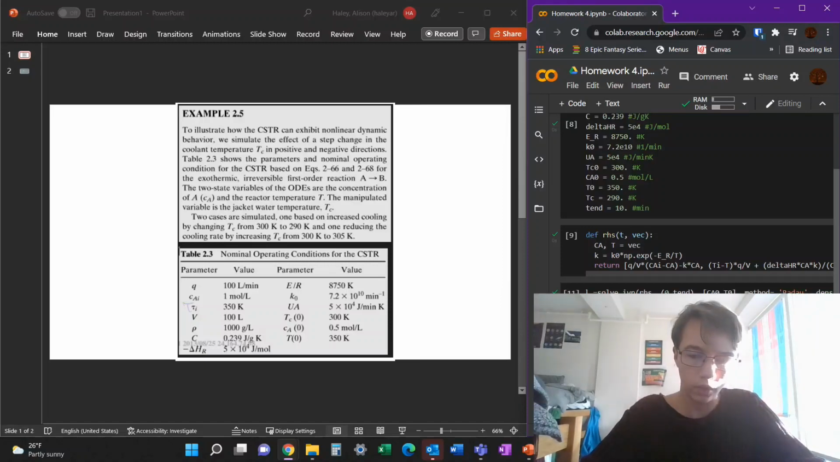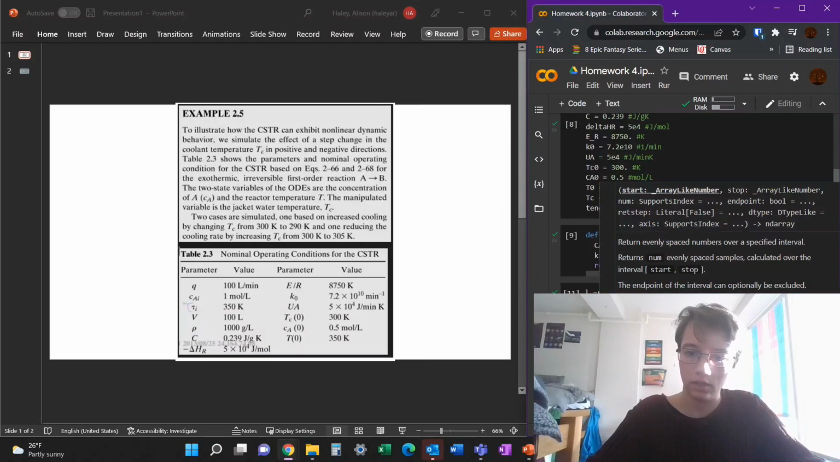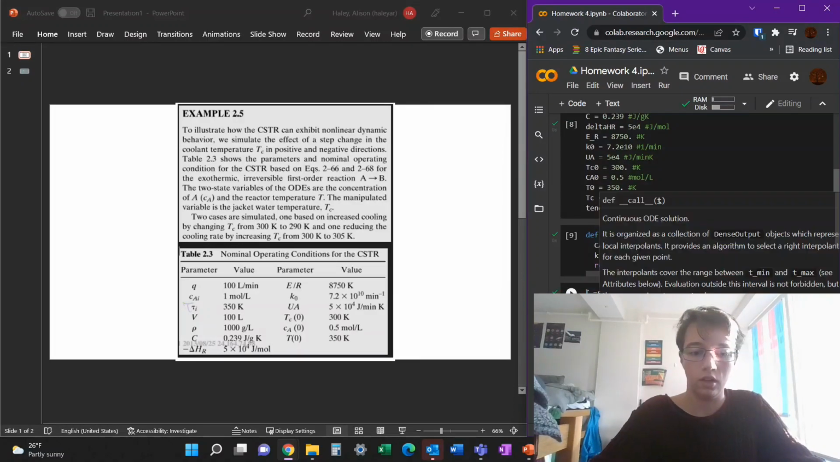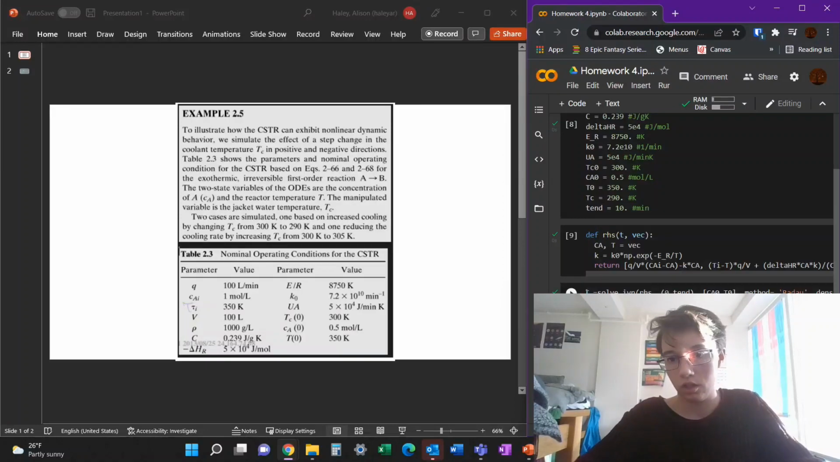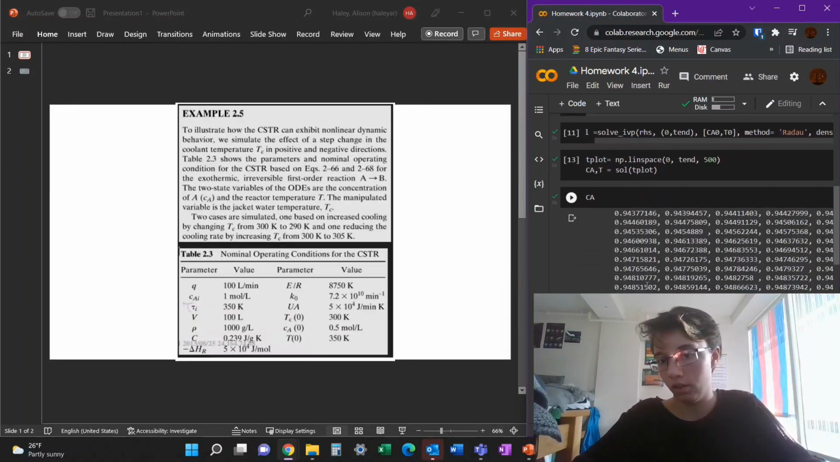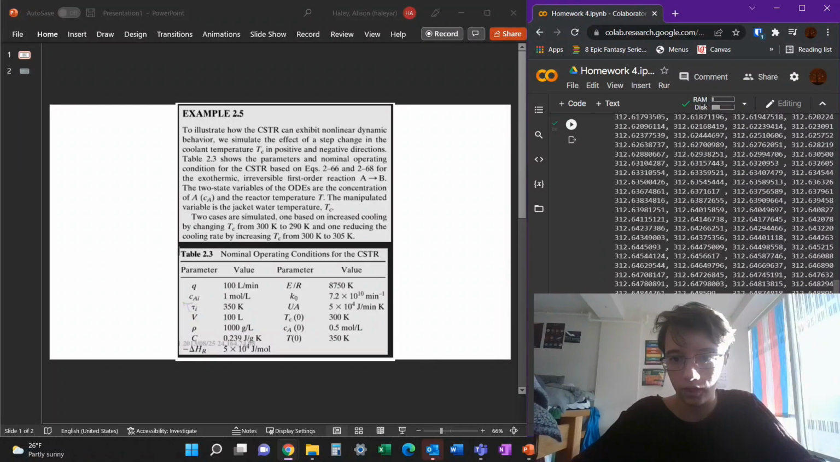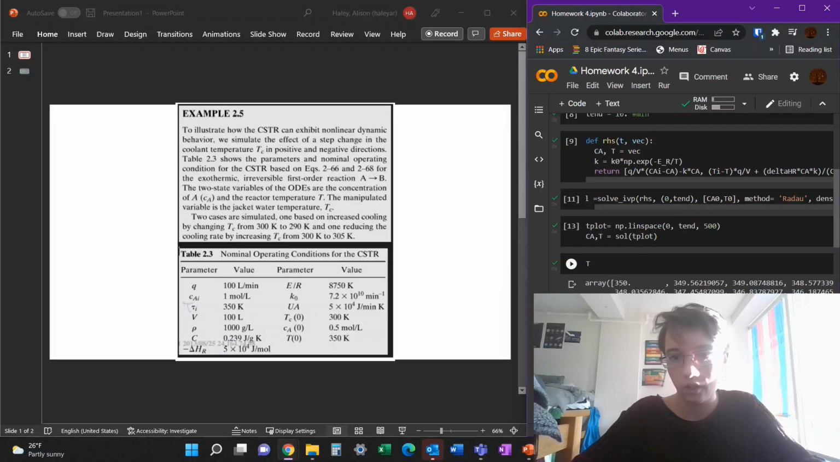So we're going to want a range of times to plot. So we can do np.linspace. We're going to go from 0 to t end, and we want maybe 500 points. Right, and then we're going to want to calculate the concentration of A and the temperature for each of these times. So we're going to have the concentration of A and the temperature equal to sol, so that's the attribute that we had up here, for all of the t plot times. Alright, so you can see then CA is an array, should be 500 points in there, and then temperature, that's also an array, and you can see these look like temperatures, so should be good.